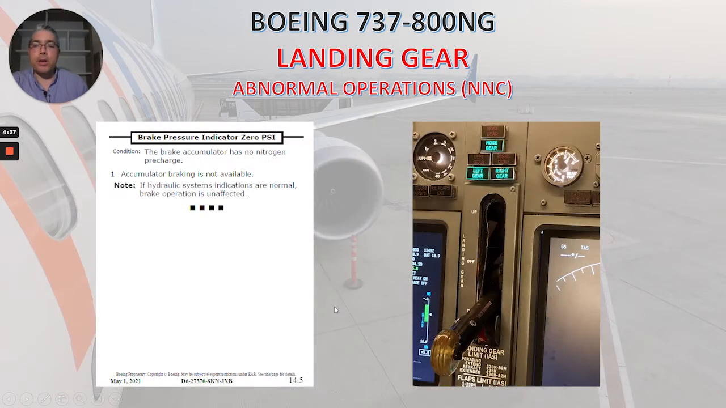Now let's talk about the brake pressure indicator 0 psi. Remember, that indication you are going to see it here. Condition, the brake accumulator has no nitrogen pre-charge. Number 1, accumulator braking is not available. Note, if hydraulic systems indications are normal, brake operation is unaffected. And that's the end of the checklist.